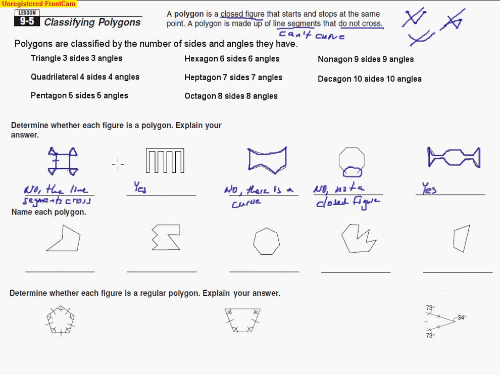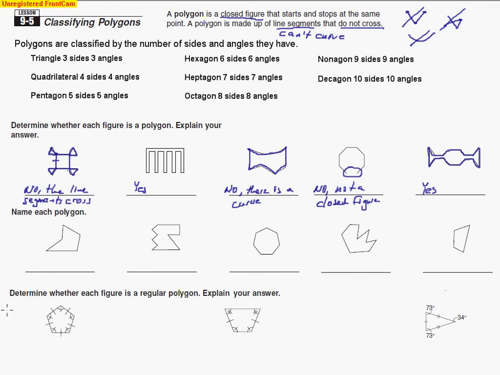So the key is you don't want those line segments to cross, and here they are crossing at a point. And over here, they weren't crossing at all. It was a closed figure, and we had all line segments. Here we did not have a line segment. We had a curve. Here we had an open figure. Here it was closed, line segments. They did not cross, so it was okay.